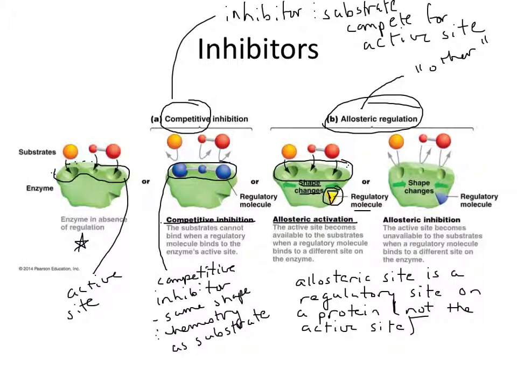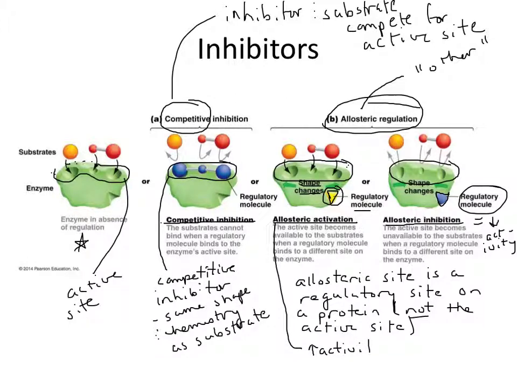You can also have what is called allosteric inhibition, where the regulatory molecule binds to the allosteric site, causing a shape change that closes the active site and therefore blocks access of the naturally occurring substrate to the active site. Okay? So when you've got allosteric inhibition, you've got less activity. When you have allosteric activation, you've got more activity when the regulatory molecules are present. Okay, and that concludes our discussion of inhibitors.